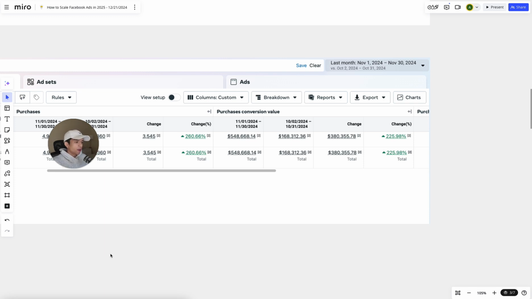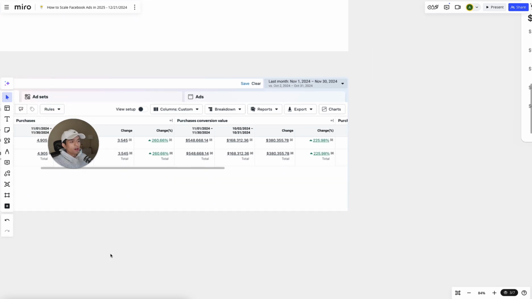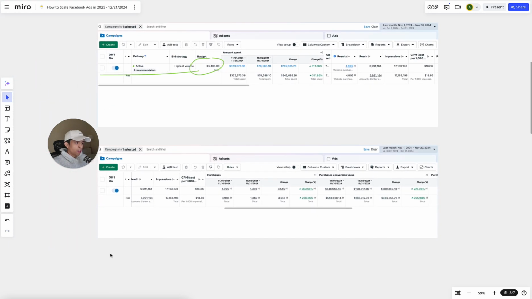Now, you might be looking at this and thinking, okay, so you increased the ad spend 300%, but you only generated 200% increase in conversion value. So did you actually make any money? And was this profitable in scaling? Because it looks like you lost out on some return on ad spend.